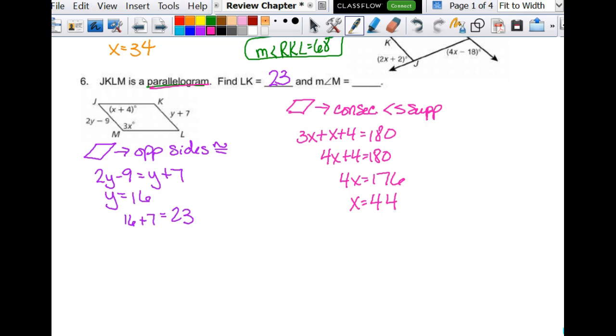Got to plug it back in, I want angle M, which is this one. So it's going to be 3 times 44. 3 times 40 is 120. 3 times 4 is 12. So this is going to give me 132. So this is 132 degrees.